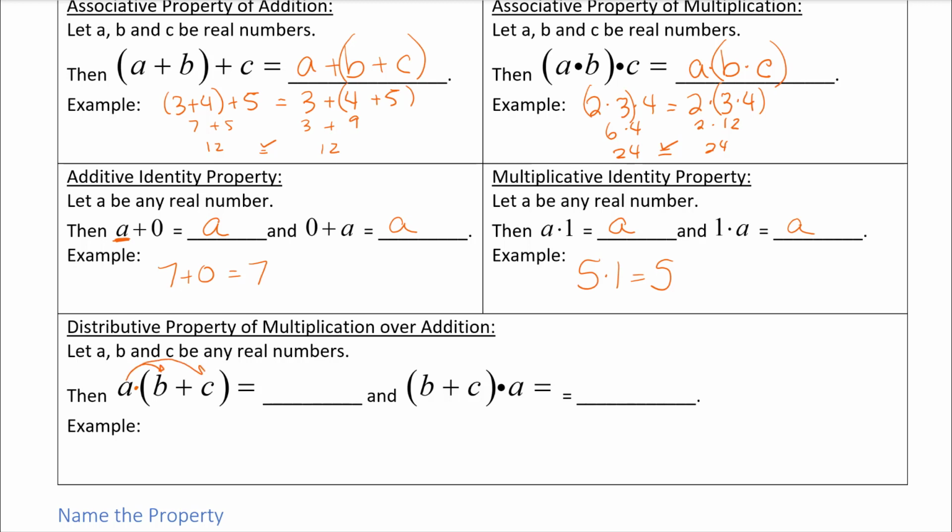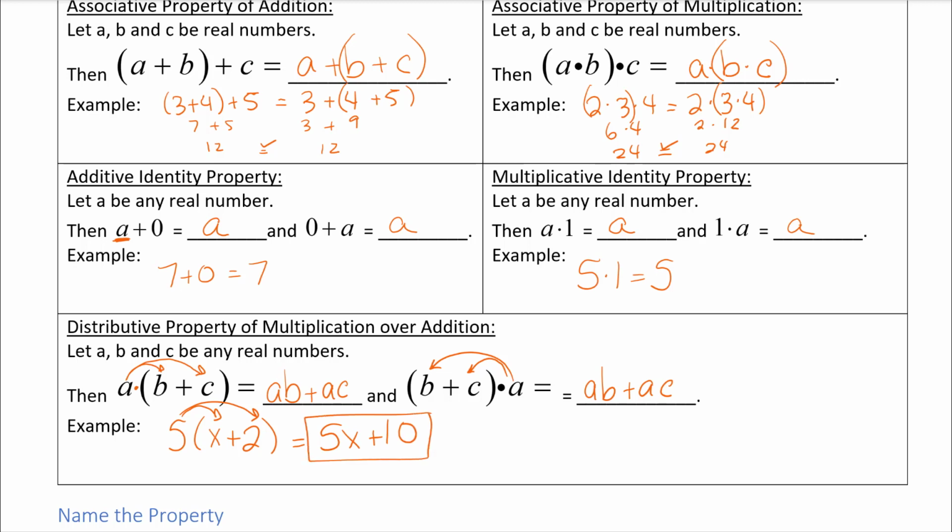So the distributive property says I can take A times each of the terms on the inside. So A times B is AB, plus A times C is AC. Now even if you have the A in the back, it still works. So that's still AB plus AC. And this is the distributive property. An example would be if I had 5 times (x plus 2). If I distributed, the 5 times x would get me 5x. 5 times 2 is 10. Okay, so that's the distributive property.